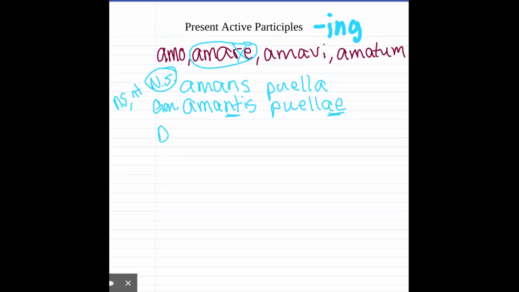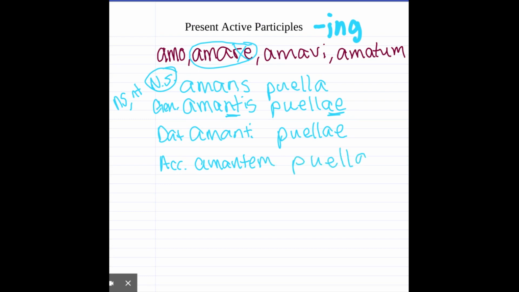Let's go on to the dative. Amanti puellae, to the loving girl. The accusative, amantem puellam, and then the ablative is amante puella.